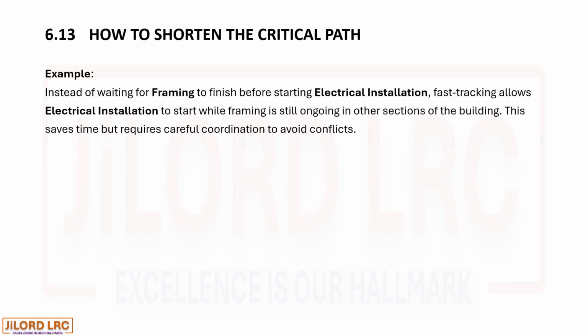For example, instead of waiting for framing to finish before starting electrical installation, fast tracking allows electrical installation to start while framing is still ongoing in other sections of the building. This saves time but requires careful coordination to avoid conflicts.